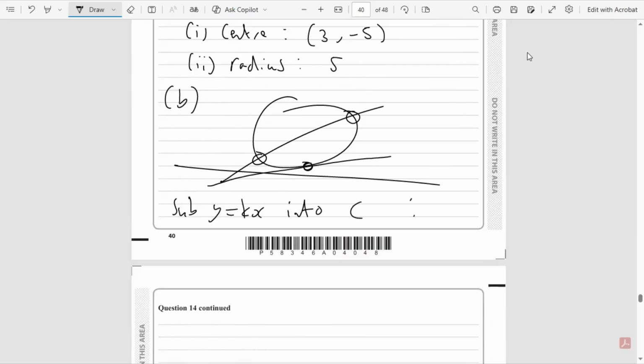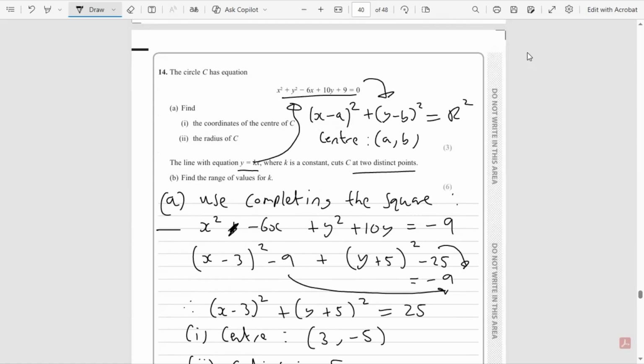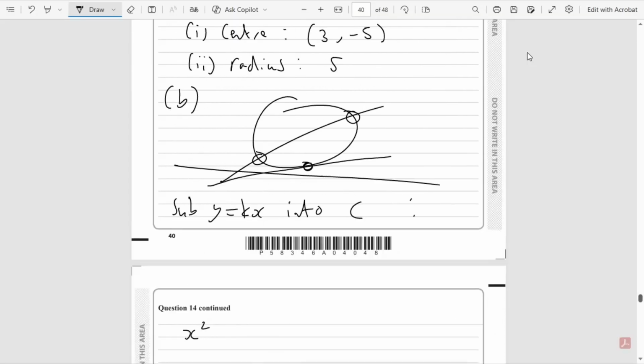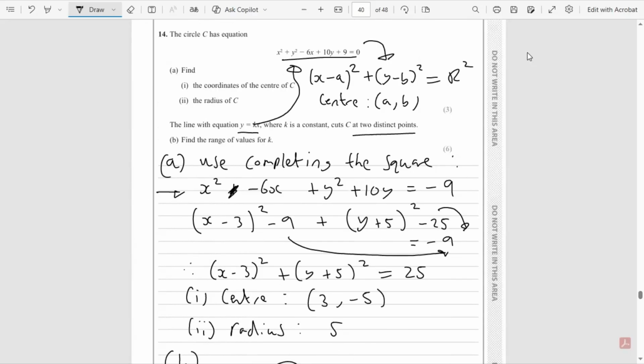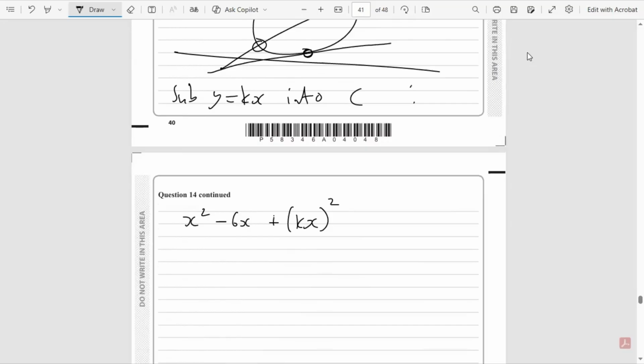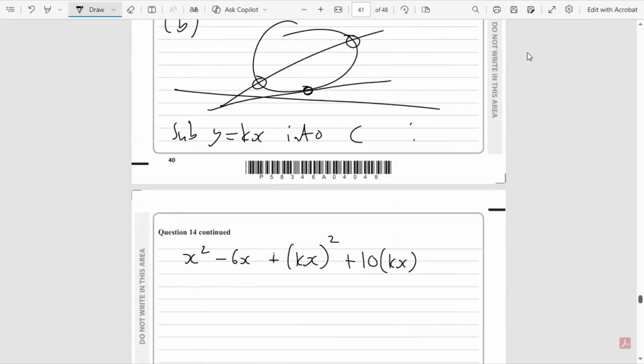The equation of the circle was x squared, and then it was a minus 6x, and then plus y squared. Now we're going to sub in kx instead of y into that. And then the next term is a 10y, so plus 10 times kx. And then there's a minus 9 over here on the right side. I'll just bring that back to the left side, so this becomes a plus 9 equal to 0.